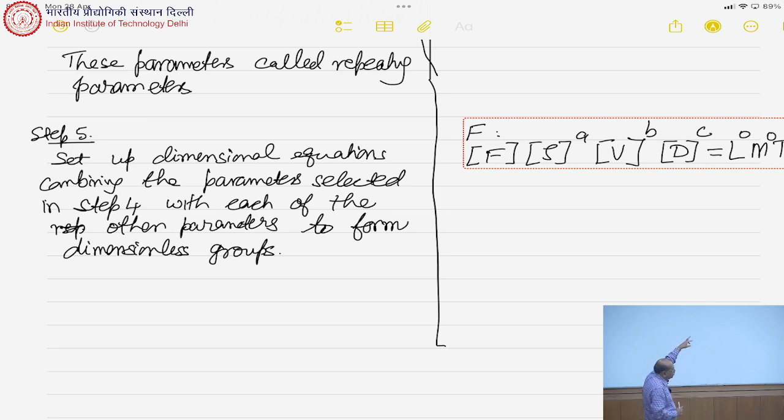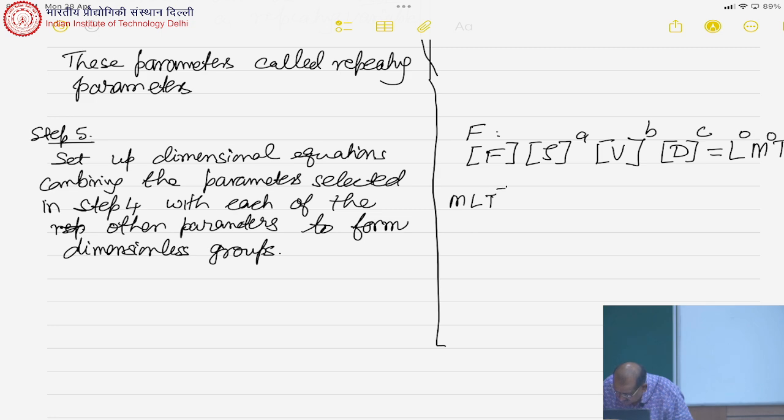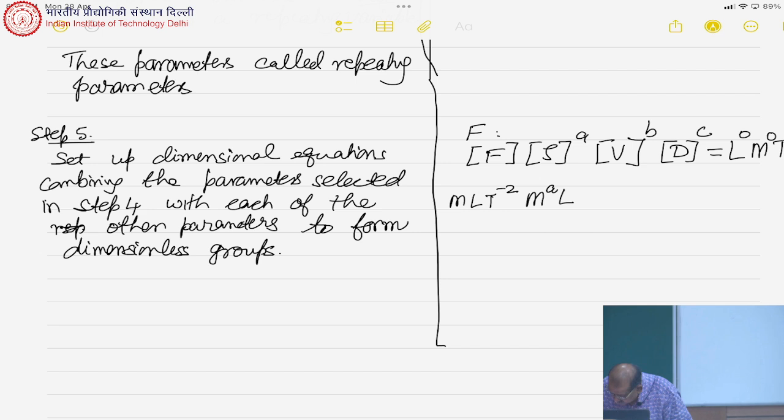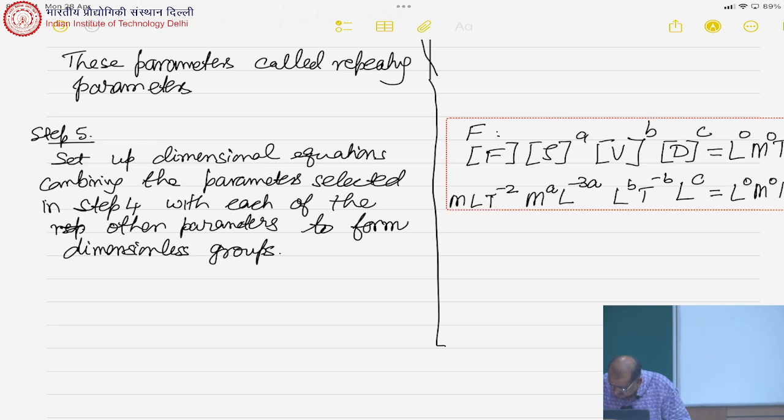And the more formal method, which I'm now doing, so let's first do this. Force is equal to M L T to the power of minus 2, mass times acceleration, mass times this times rho, rho is equal to M by L cube, velocity is equal to L to the power of b, T to the power of minus b, and d is L to the power of c, which is equal to L0 M0 T0.